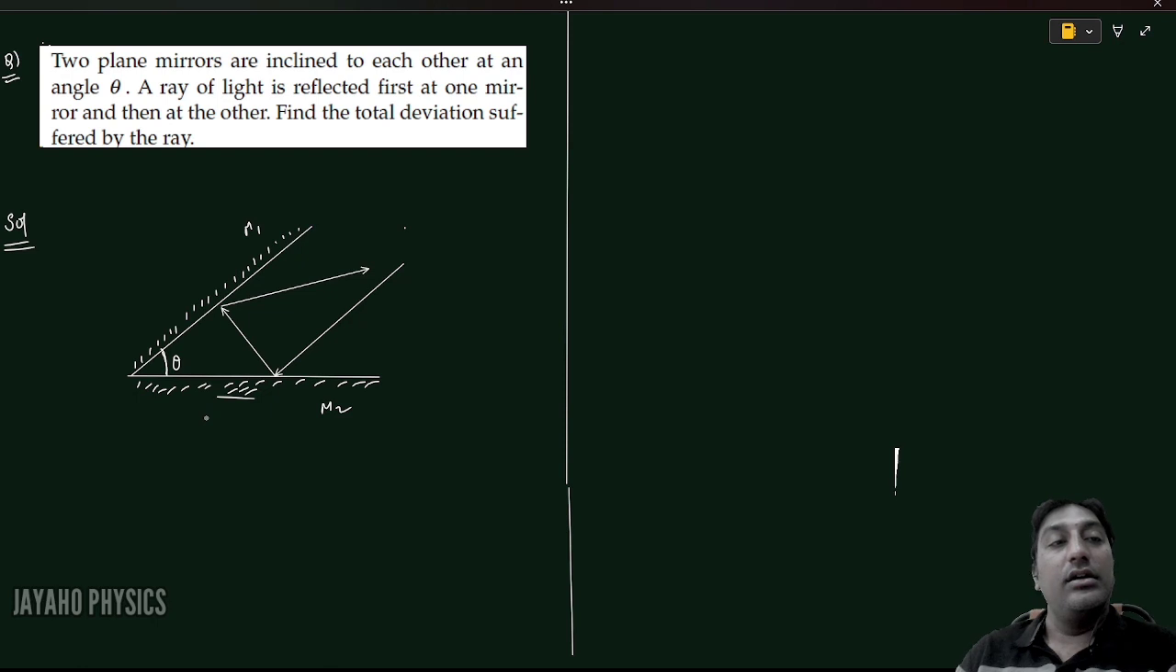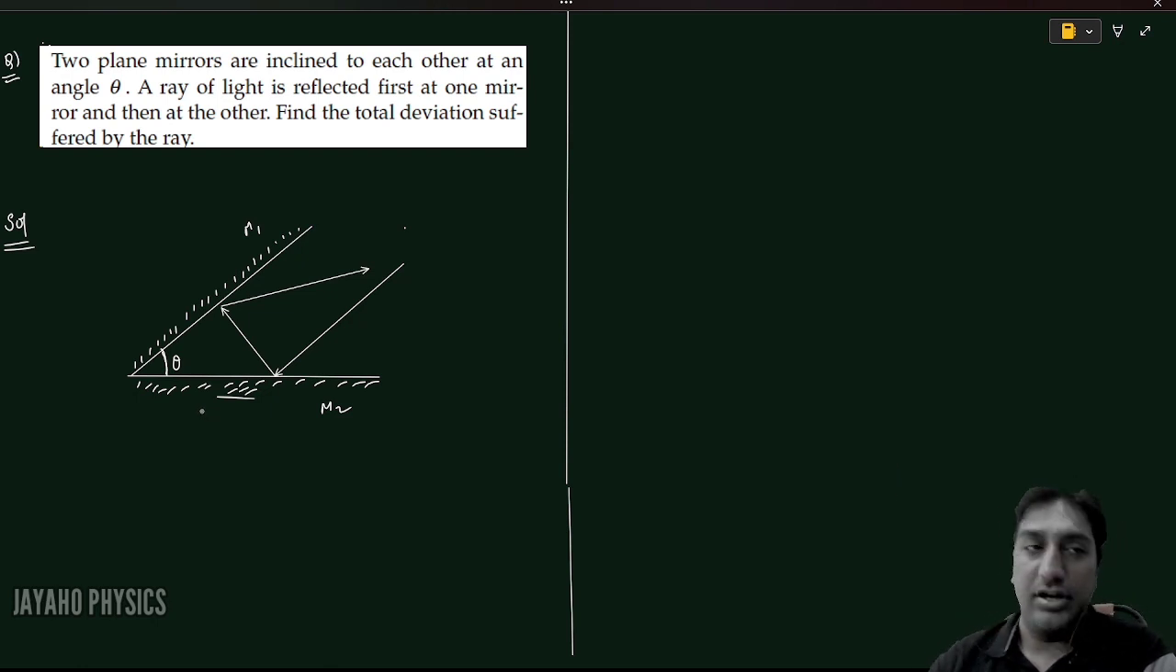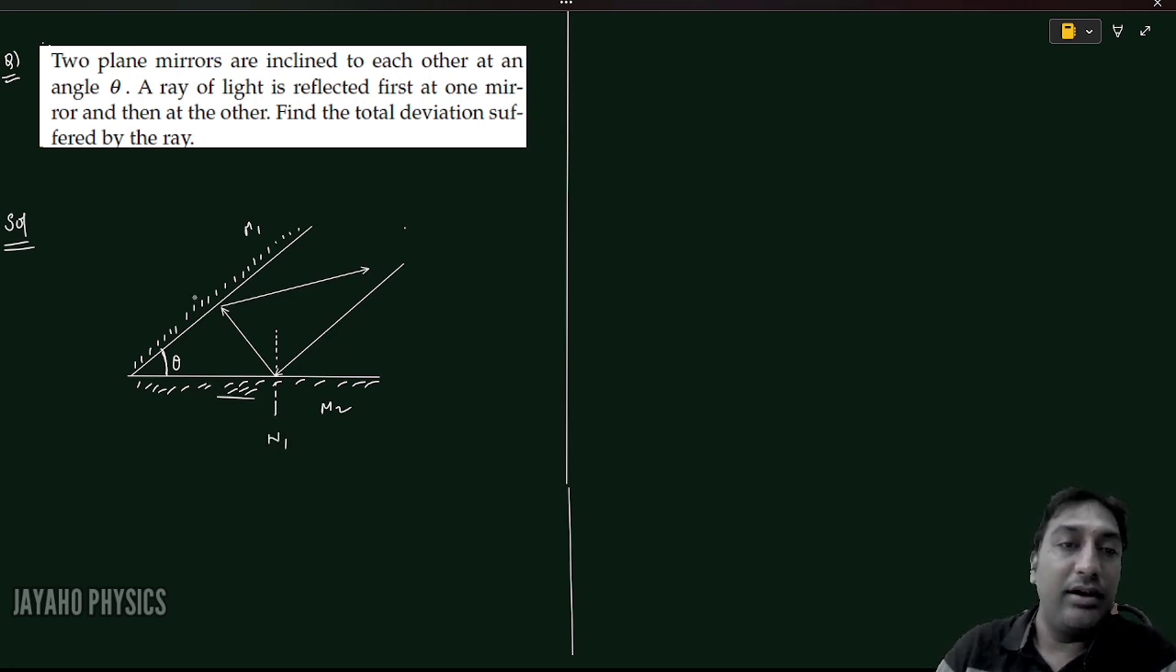So here the two plane mirrors are inclined to each other at an angle of theta. A ray of light is incident first at one mirror and then at the other. So here I need to find out what is the total deviation suffered. Nothing difficult is there. So how many normals will be there? Two normals will be there. So here it is the first normal and here it is the second normal.